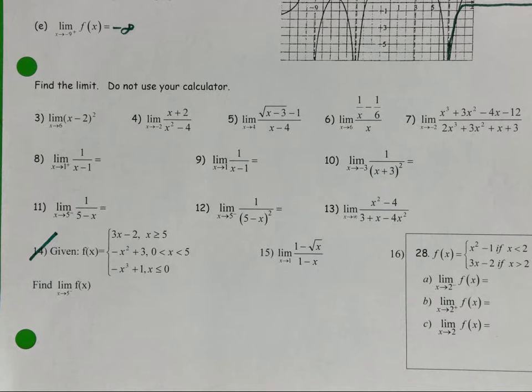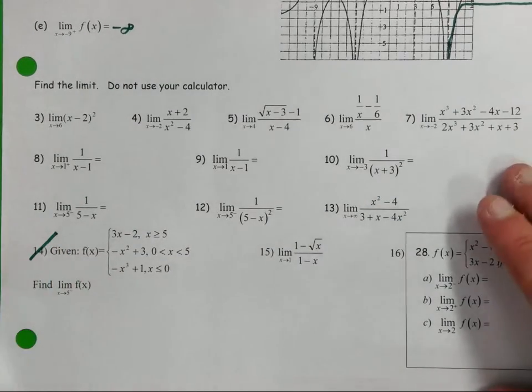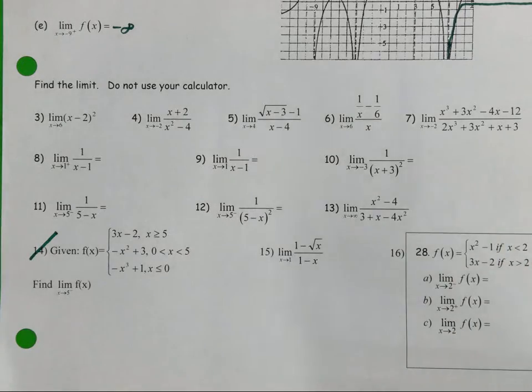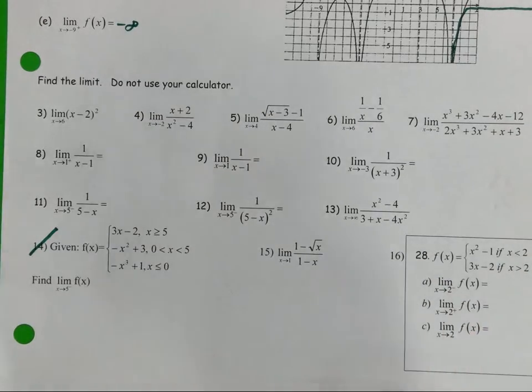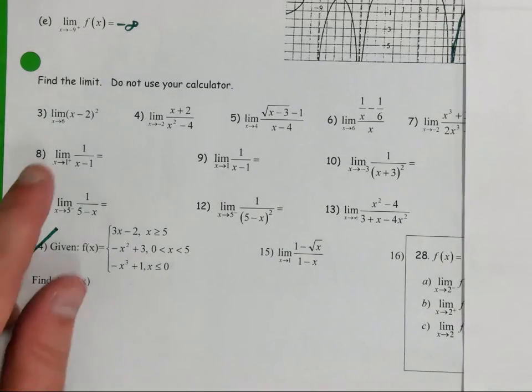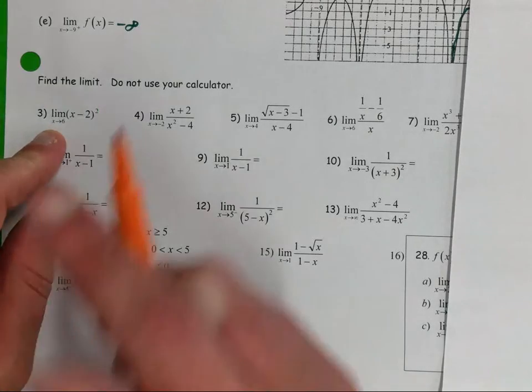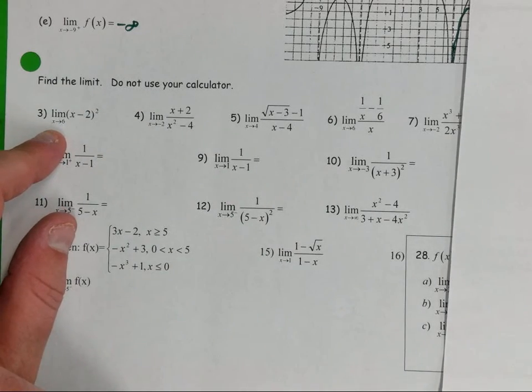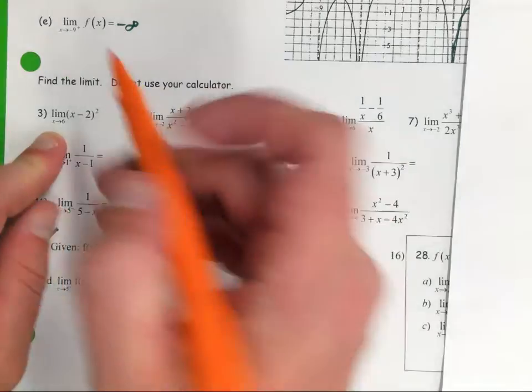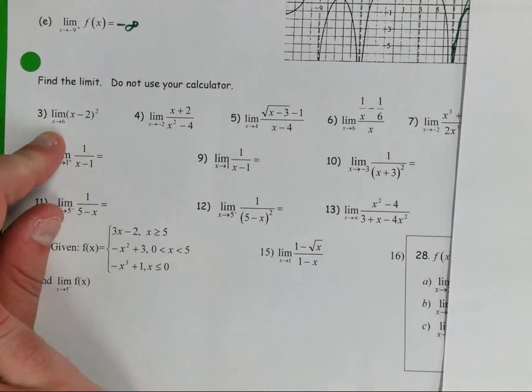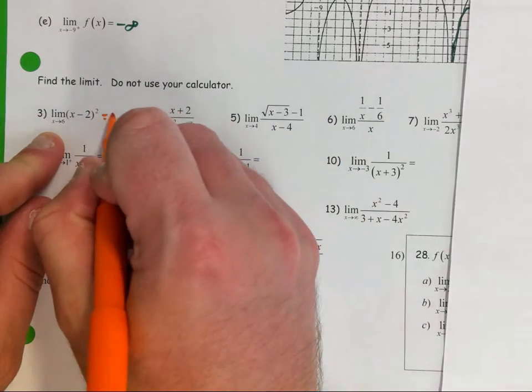All right, let's start going over some of this. On number 3, guys, we have the limit as x approaches 6 of x minus 2 squared. Always we try first what? Direct substitution. If I plug 6 in, do I get a 0 in the denominator? No, so can I do that? Yes. So 6 minus 2 is? 4 squared is? So that's equal to 16.